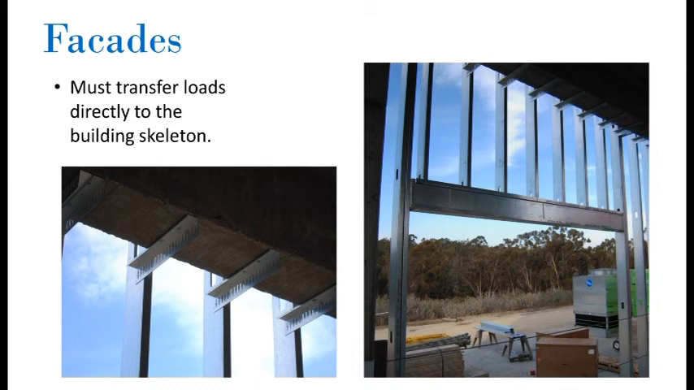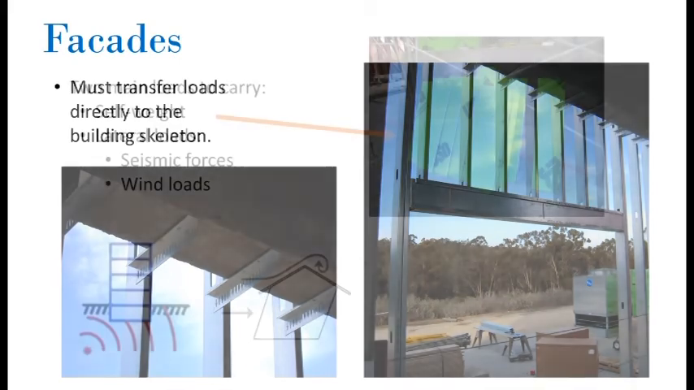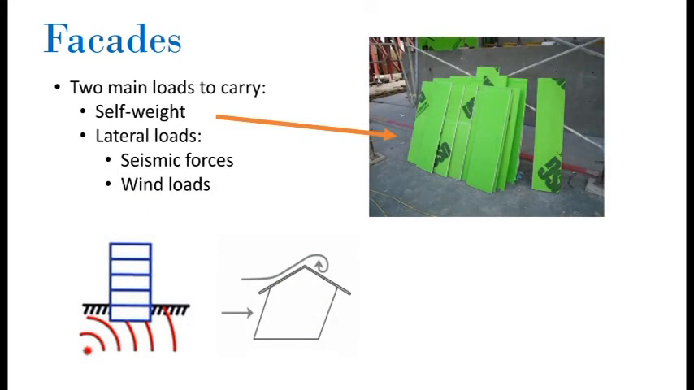Since facades, for example curtain walls, cannot typically carry large loads because their main purpose is to keep air and water from penetrating the building envelope, the loads that are applied on facades are usually designed to transfer directly to the building skeleton, such as the columns or floors. Therefore, the 2 main loads that facades carry are self-weight, which is the weight of the facade itself, and lateral loads, such as seismic forces or wind loads, which are transferred immediately to the building skeleton.